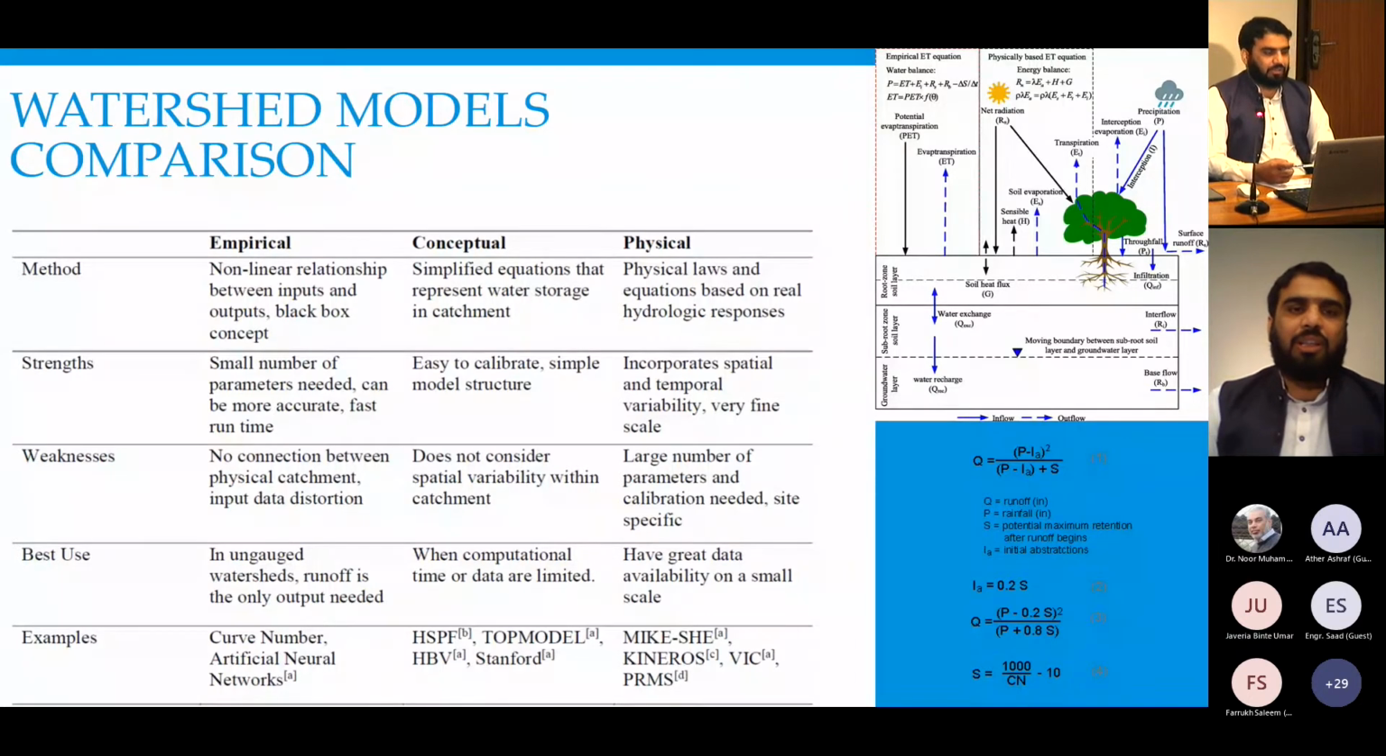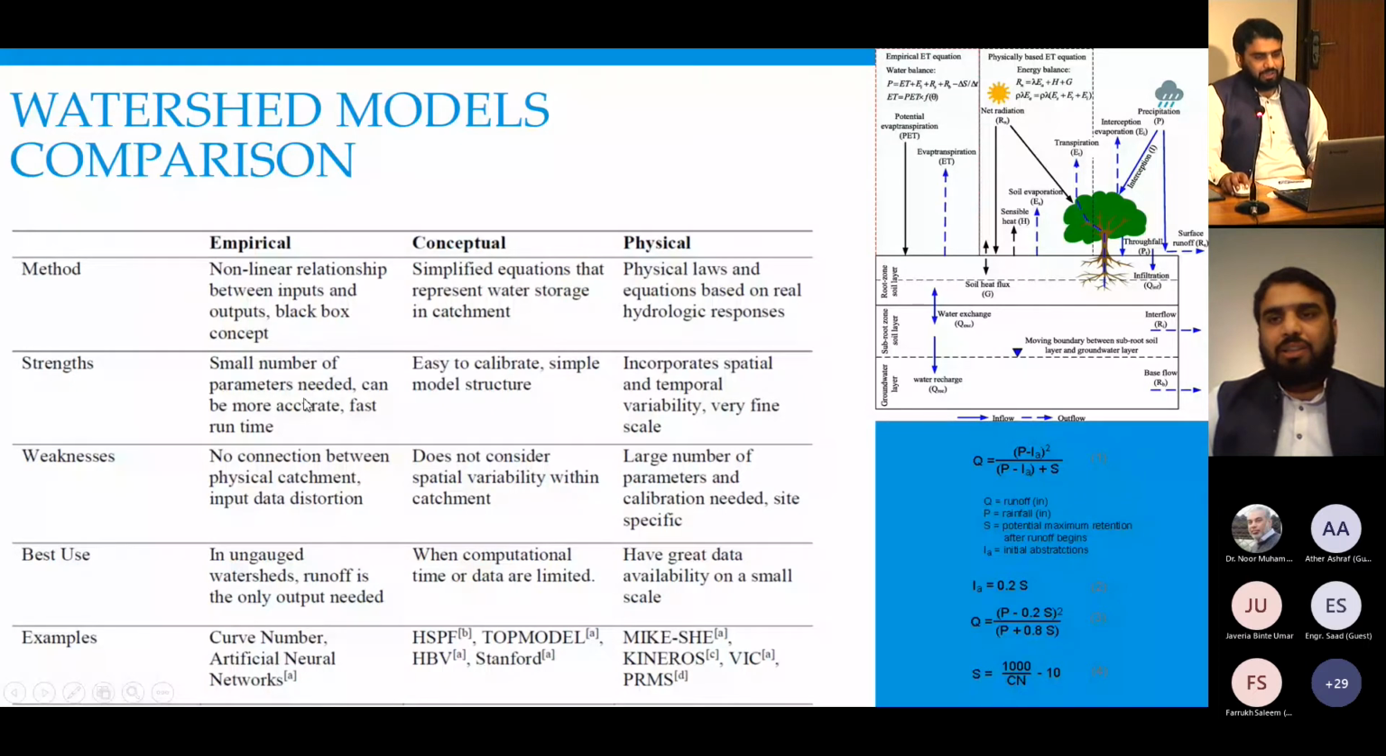Empirical has the strength that it uses only a small number of parameters. Like you can see on the lower right side in the equation, you have only two parameters. One is the curve number and second is the precipitation. Actually the curve number depends on many factors like vegetation, land use, land cover, and other factors. But here you can see there are only two major inputs, the precipitation and the curve number. Only two input parameters.